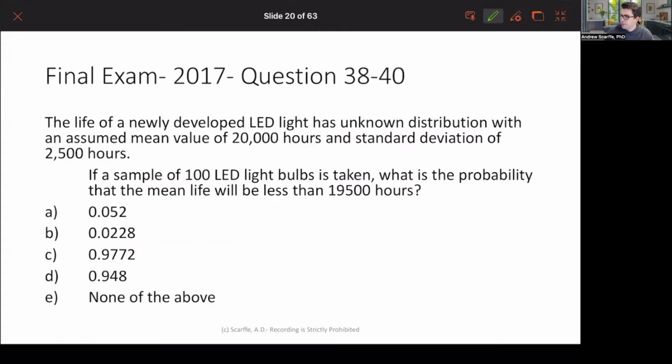Okay, here's our next question. So I'll give you 2 minutes or so, and then we'll take it up together. Okay. So if the life of a newly developed LED bulb has an unknown distribution with an assumed mean of 20,000 hours and a standard deviation of 2,500 hours, if a sample of 100 LED bulbs is taken, what is the probability that the mean life will be less than 19,500 hours?